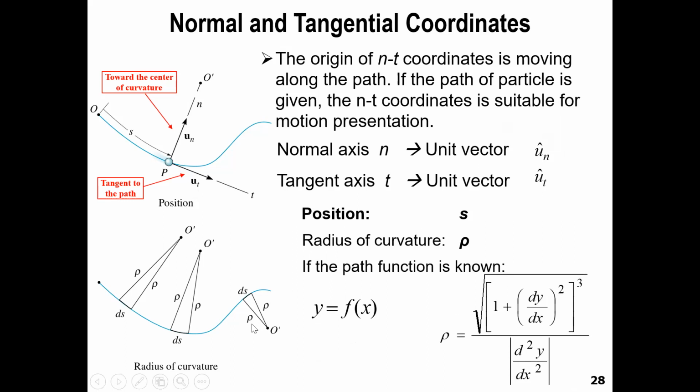So if this curve is given as y as a function of x, the magnitude of rho at each point is obtained from this: dy/dx squared plus 1, to the power of 3/2, divided by the second derivative of y with respect to x. And remember, radius is always positive. You can't have a negative radius, right? So we take the absolute value of this to get a positive value for rho. So this is how the geometry works.